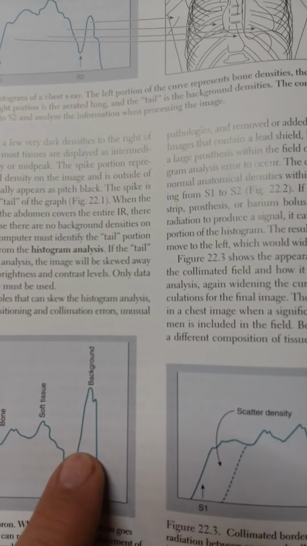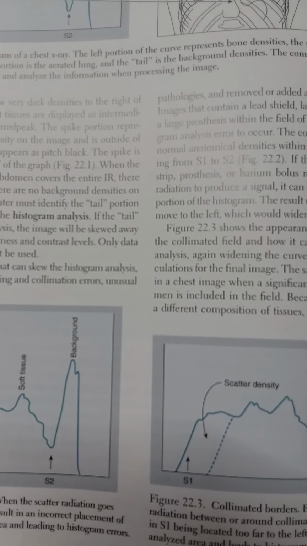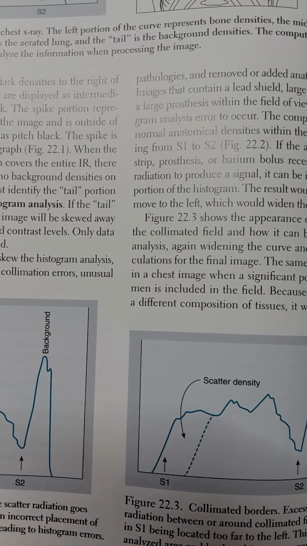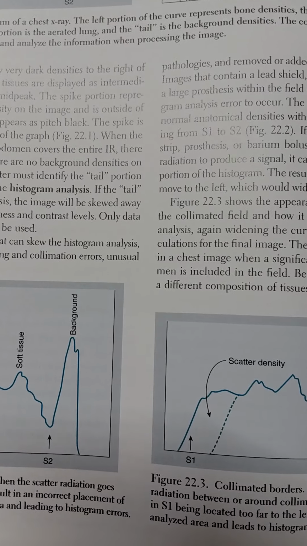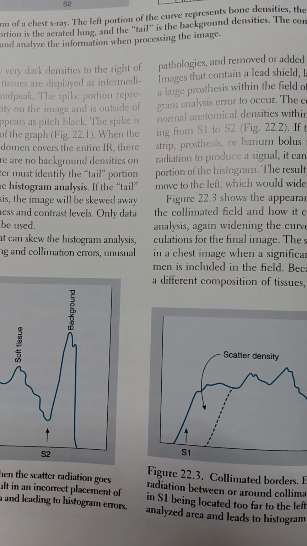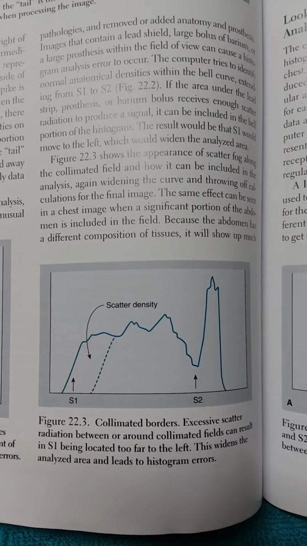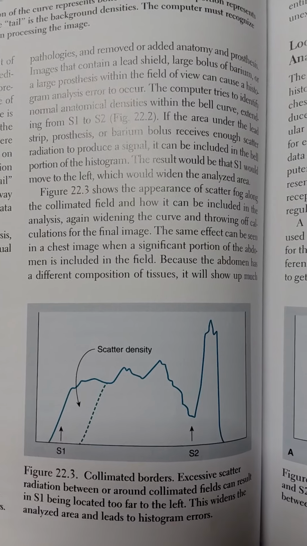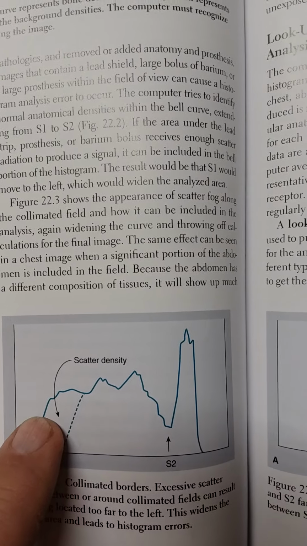This is the background area, like where you would show too much of the black surrounding the anatomy in the collimated area, like where you show the outside area of the body. And that would also skew the histogram analysis because of the high density in terms of darkness areas that would show up on the radiograph. Okay, and here is the result of scatter density showing up there on the radiograph as well, which leads to an error in histogram analysis.